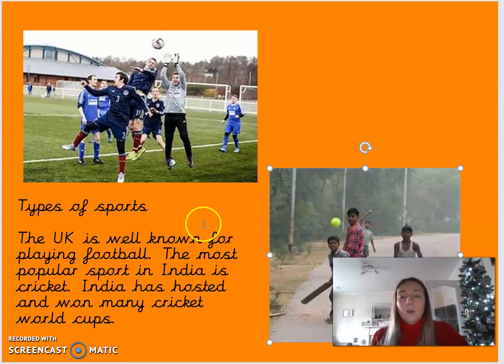It doesn't mean that we don't play cricket, because we do, and we have cricket teams. And it doesn't mean that India doesn't play football. It's just down to what is the most popular sport in each country.